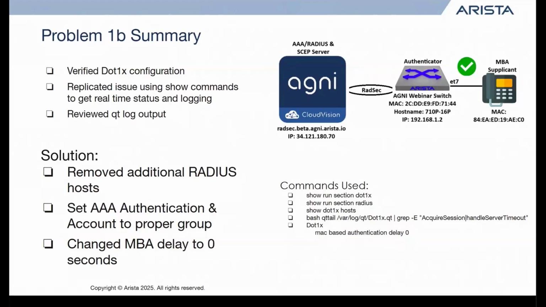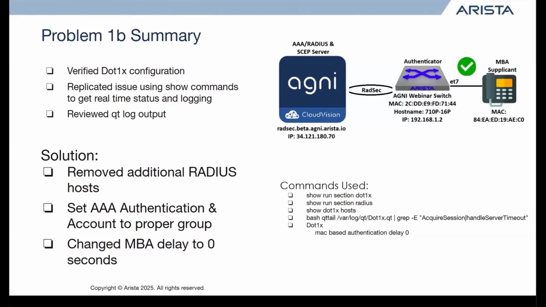Here we saw that during the authentication delay, the state was wait for auth server. This led to looking at the radius configuration, where we found that 3 additional radius host entries were present, as well as the expected AGNI entry. Additionally, the AAA authentication and accounting configs were pointing to group radius instead of the specific AGNI server group they should have been using.